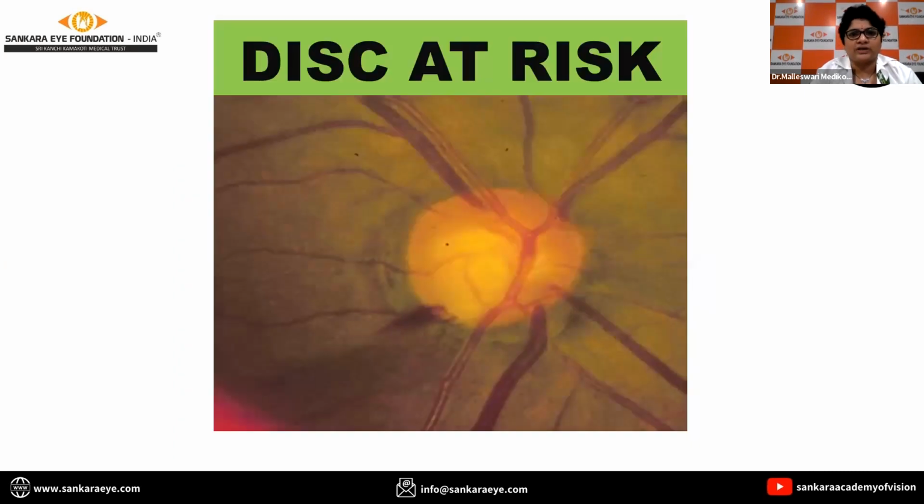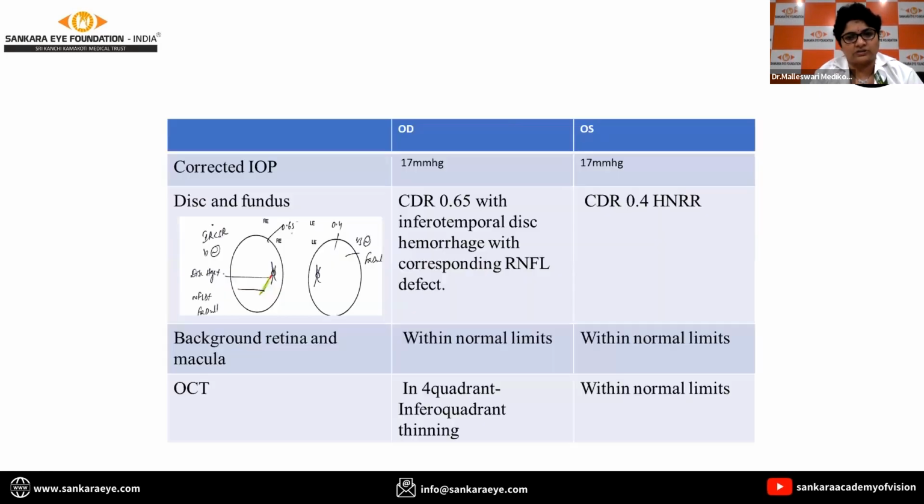Sometimes we may come across a disc like this. It has a large wedge-shaped RNFL defect and a disc hemorrhage inferiorly, inferotemporally. This disc is giving us the clue that the disc is at risk. The disc is telling us, I am at risk, I may go into progression. In these patients we need to consider what is the pathology behind this disc hemorrhage and behind progression in spite of normal or well-controlled intraocular pressure.